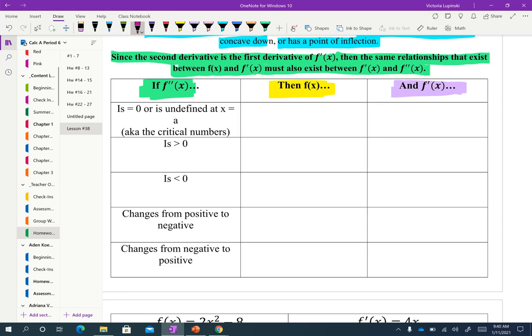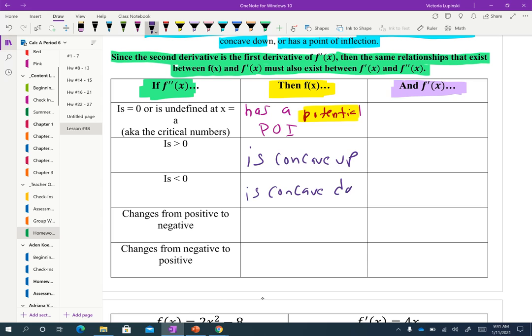So over to the absolute left, if the second derivative is equal to 0 or undefined, again, those are the critical numbers, then we say that the original has a potential point of inflection. We emphasize again, potential point of inflection. We wouldn't know for sure until we actually tested it. If the second derivative is greater than 0, then that tells us where the original is concave up. Whereas if it's negative, it tells us where the original is concave down. Then, if it changes from a positive to a negative, or from a negative to a positive, it doesn't matter which one, then we can say for sure that there is a point of inflection there.